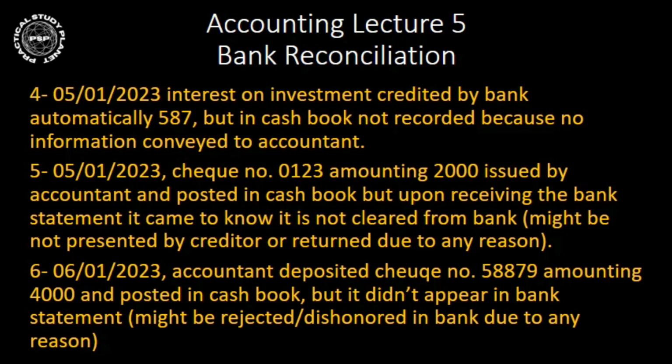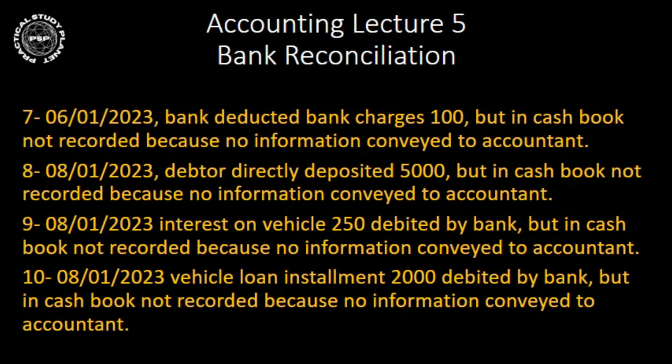The number 6 discrepancy, 6th Jan: the accountant deposited one check received from maybe a debtor, 58879, amounting to 4000 and posted it in the cash book, but it didn't appear in the bank statement, might be rejected or dishonored in the bank due to any reason. The 7th discrepancy on the 6th Jan: the bank deducted bank charges of 100 but in the cash book it is not recorded because no information was conveyed to the accountant.